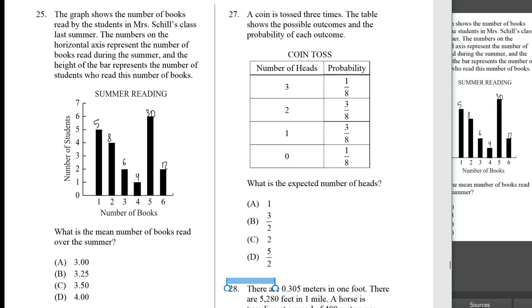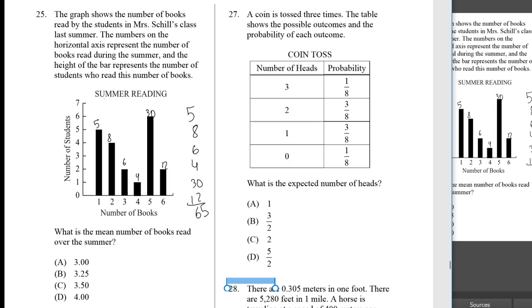If it's 5 students reading one book, that's 5. If it's 4 students reading 2 books, that's 8. We have 6, 4, 30, 12. In total, we have 65 books read. Then we have to see the total number of students, because remember, mean or average is everything added up divided by the number of things that are happening. So in this case, total number of books divided by total number of students.